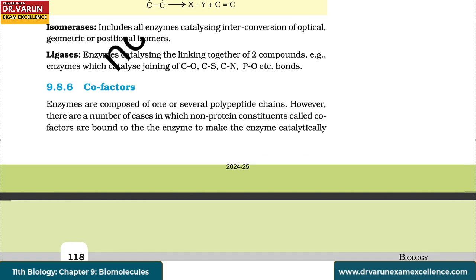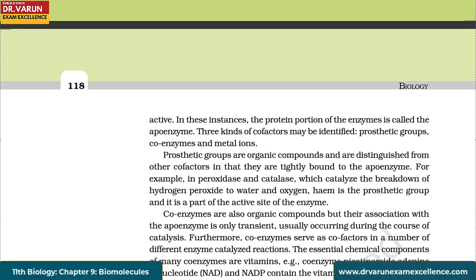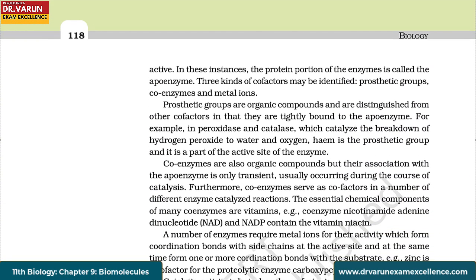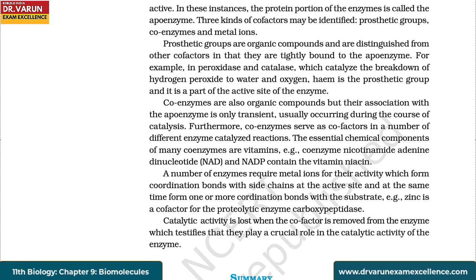However, there are a number of cases in which non-protein constituents called cofactors are bound to the enzyme to make the enzyme catalytically active. In these instances, the protein portion of the enzyme is called the apoenzyme. 3 kinds of cofactors may be identified: prosthetic groups, coenzymes, and metal ions. Prosthetic groups are organic compounds and are distinguished from other cofactors in that they are tightly bound to the apoenzyme. For example, in peroxidase and catalase, which catalyze the breakdown of hydrogen peroxide to water and oxygen, heme is the prosthetic group and it is a part of the active site of the enzyme.